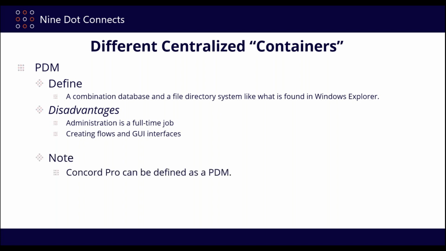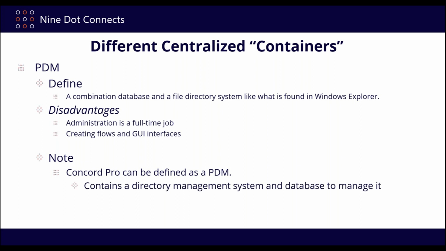But I will note, I kind of hinted at this comment before. If you look at Concord Pro, it is actually defined as a PDM. Well, why is that? Because it contains a directory management system. They give you a bunch of different directories and directory types that you can use. You have a directory type for symbols, for footprints, for components, and so on and so forth. So it does something very similar to what PDMs can do there, and there is a database that's managing it. That's why we have a design item ID.